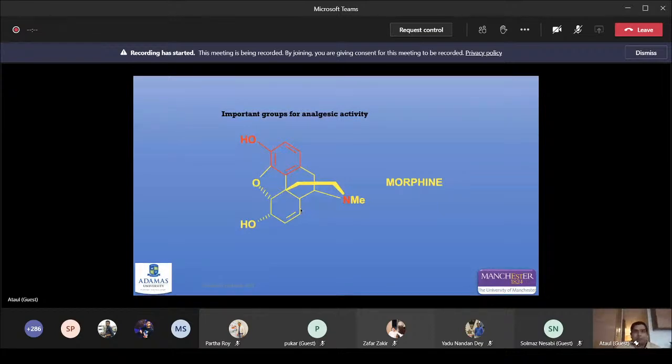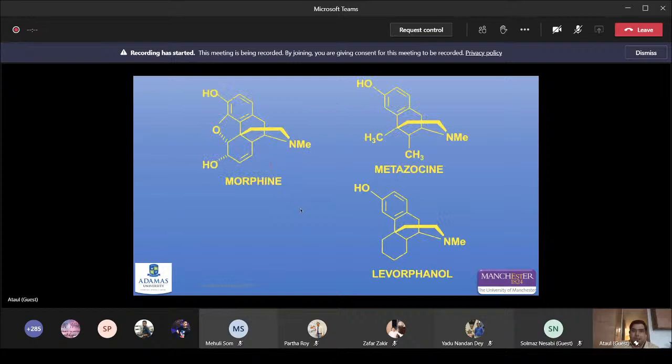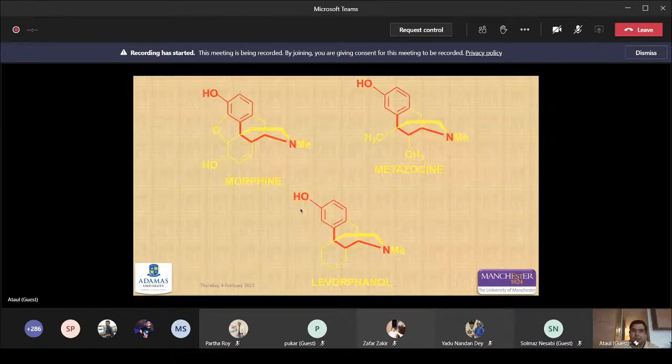If I say these are two other molecules, metazocine and levorphanol. These also contain the same set of groups and are important for analgesic activity. Now going through all these molecules, you can see these three groups are present in all the molecules in a similar way.